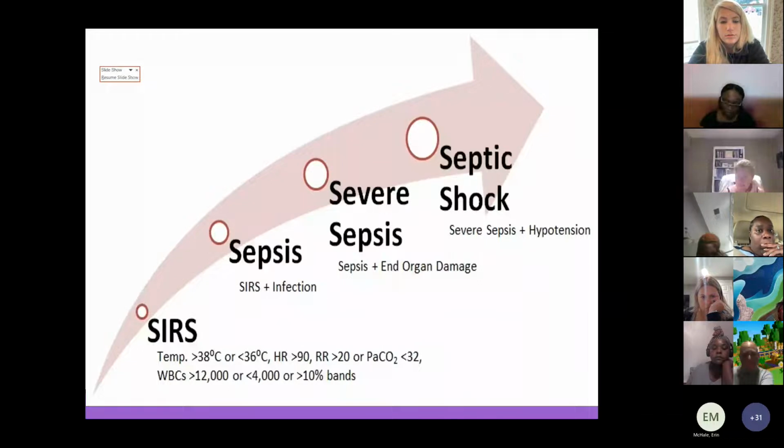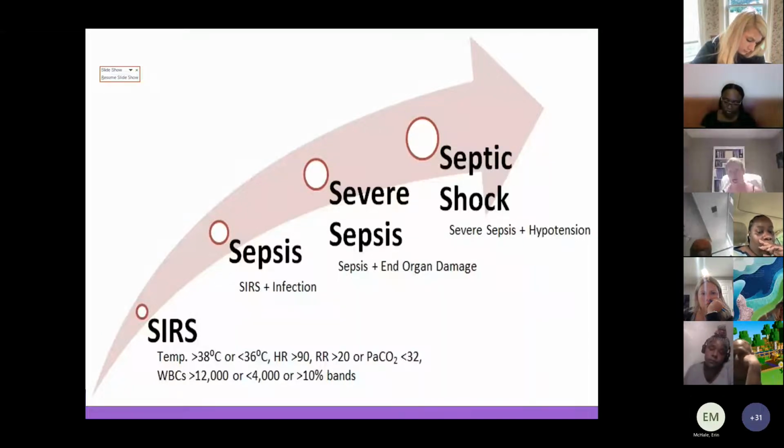Then severe sepsis would be sepsis, which is a known infection and those abnormal vitals, plus now we're starting to see end organ damage. So our creatinine, our BUN, our liver function, all of those numbers are starting to go out of whack, and we're starting to see a lot of damage to our organs. Then it's going to progress to septic shock, and septic shock is severe sepsis and then hypotension, and that makes up the septic shock.